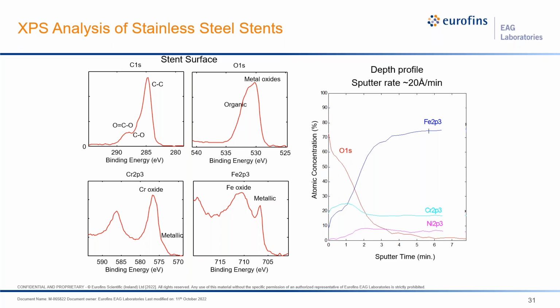On the right of this slide, we see a sputter depth profile, which was obtained using an argon ion beam. And we know from this profile that the surface of the stent is enriched with chromium oxide, which is a passivation layer. And the thickness of this passivation oxide layer is about 30 angstroms, as we can determine based on known sputter rate.